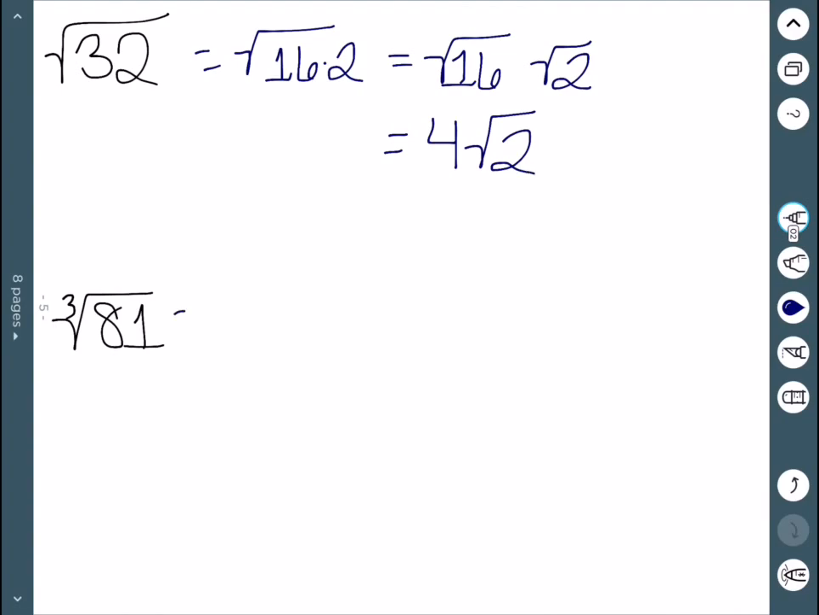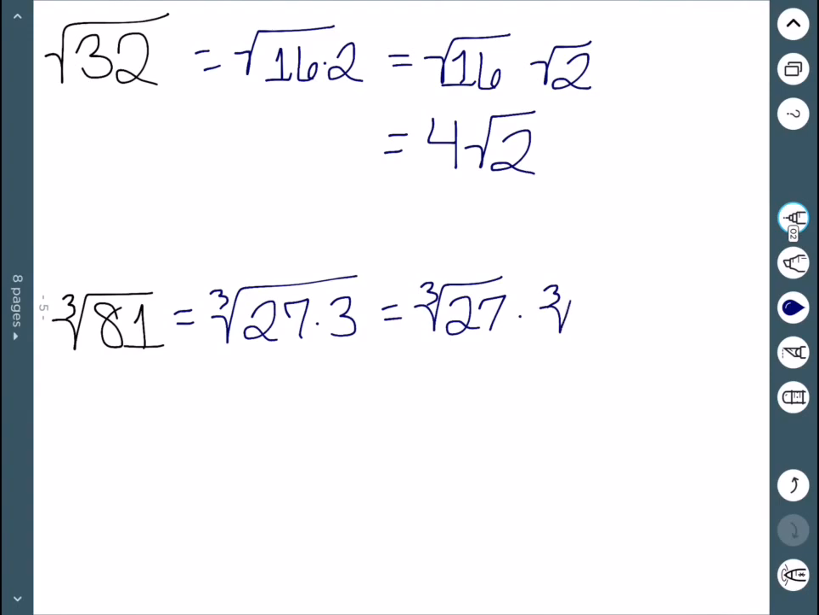For my second example, I know that 81 is 27 times 3. So I have the cube root of 27 times the cube root of 3. And I know the cube root of 27 is 3. So I have 3 times the cube root of 3. And whenever we're looking for what to break this into, we're looking for things that we already know. We knew the square root of 16 and we knew the cube root of 27. So we're trying to write these in terms of things that we already know.